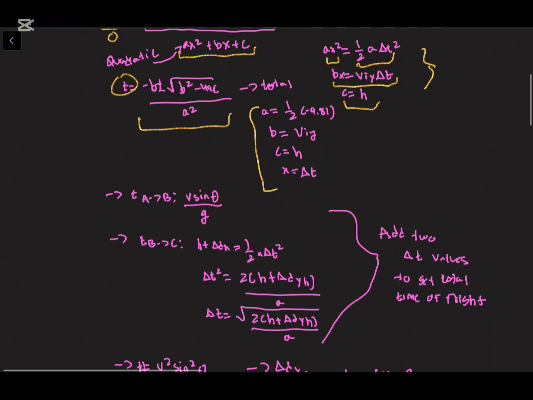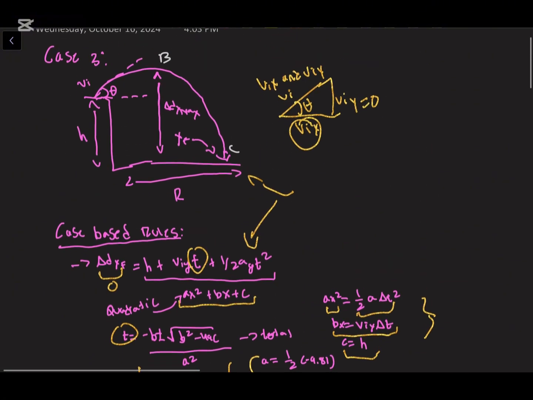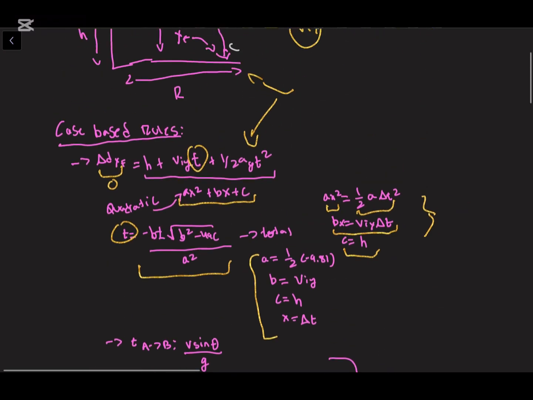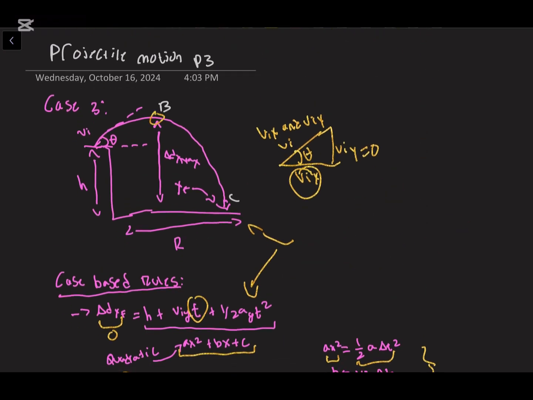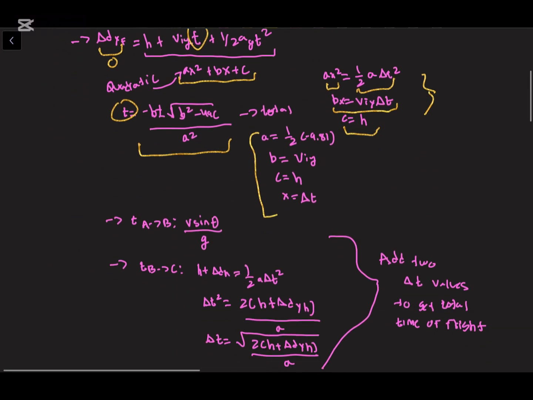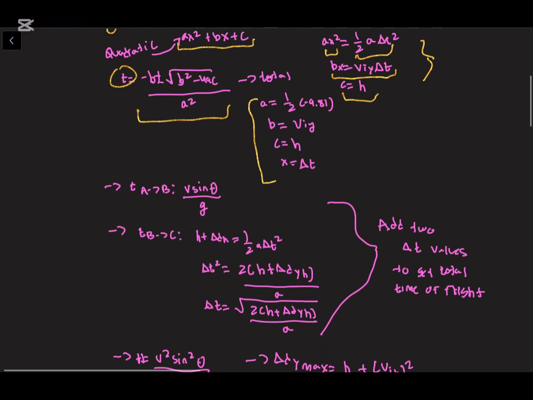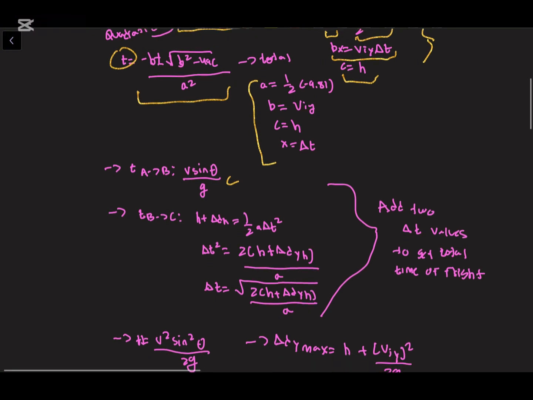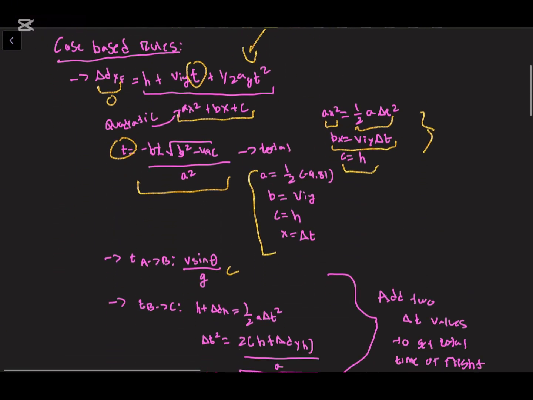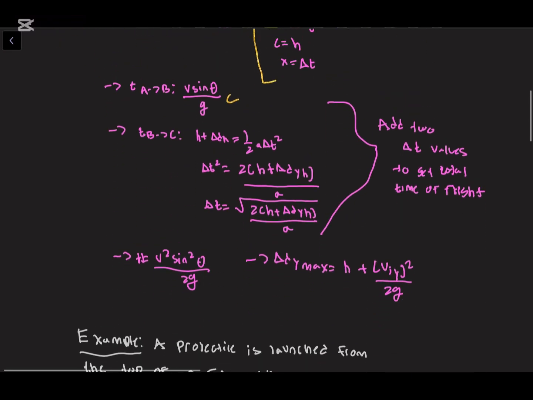And then moving on, let's say you want to find the time at the max height, right? So the time right here. If we were to label this point B, it would be from point A to point B. So let's say you want to find the time between point A to point B, you would use this formula. And this formula looks similar to the case-based rules for case 2. So if you haven't noticed by now, this case is extremely similar to case 2. So all of the rules that you can use for case 2, you can also apply here, right?